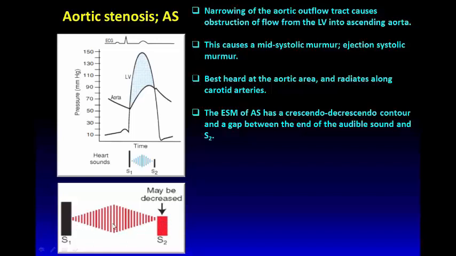So the murmur of aortic stenosis sounds like lop-sh-dop, lop-sh-dop. Now, the lop is the first heart sound, the dop is the second heart sound, and the sh is the crescendo-decrescendo ejection systolic murmur of aortic stenosis. It is harsh, loud, and might be associated with a thrill.